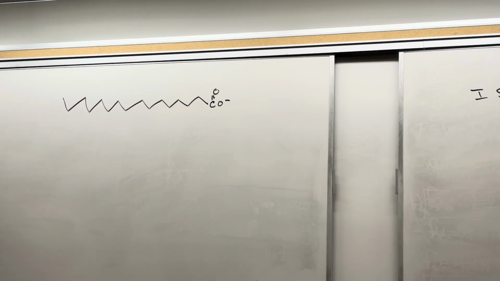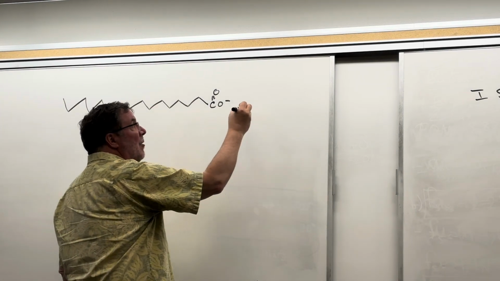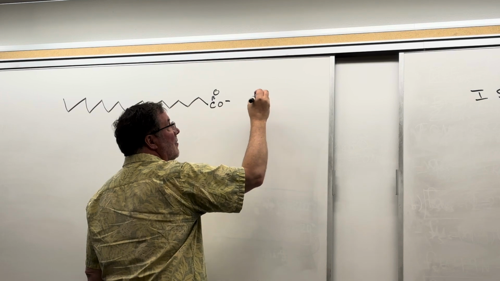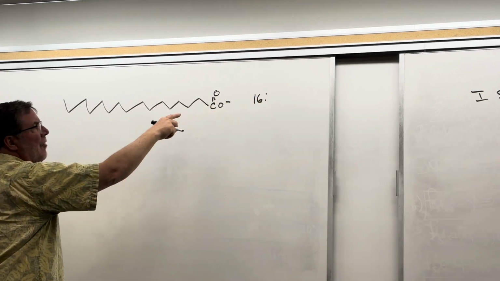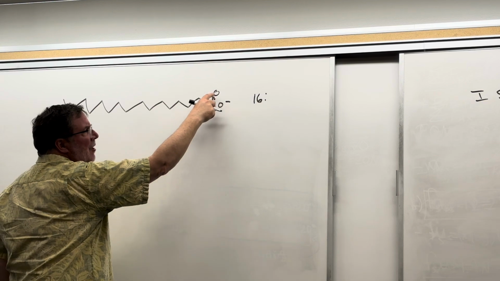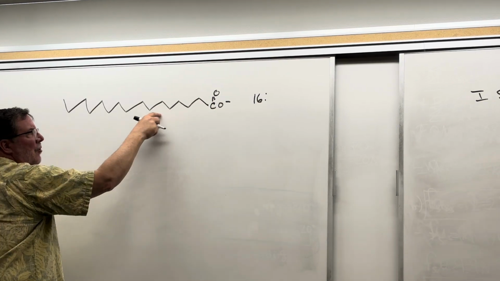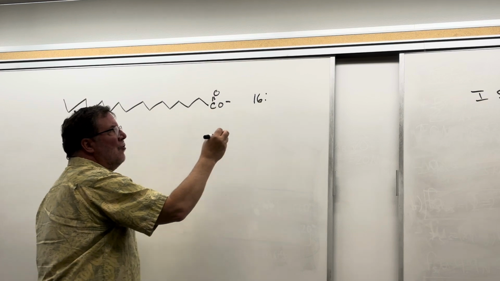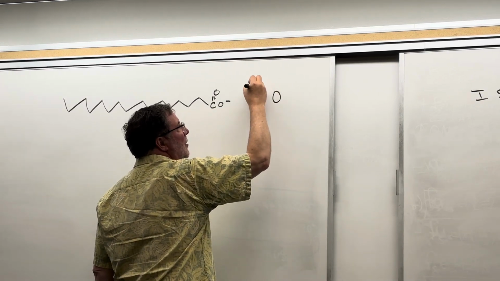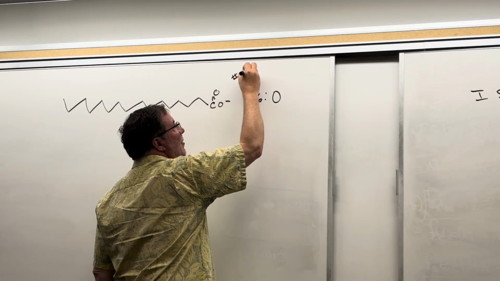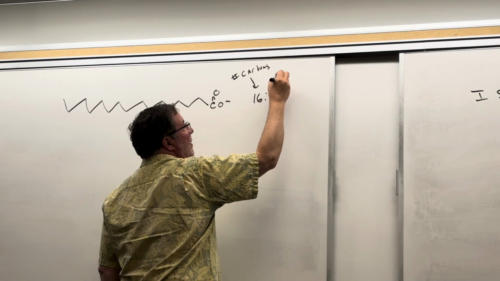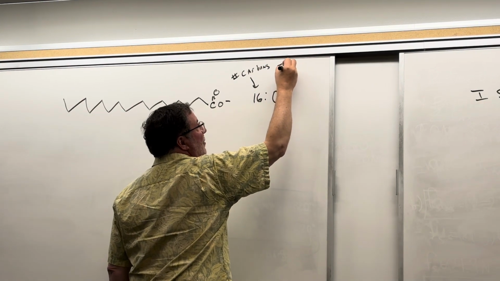Now there's a nomenclature used to describe fatty acids in which you indicate the number of carbons and then the number of double bonds within that fatty acid. In this case, it has 16 carbons, and there are no double bonds in the chain. You don't count the double bond of the carbonyl, because you're talking about the double bonds in the chain. So this would be 16:0. Again, that's the number of carbons, and then this is the number of double bonds.